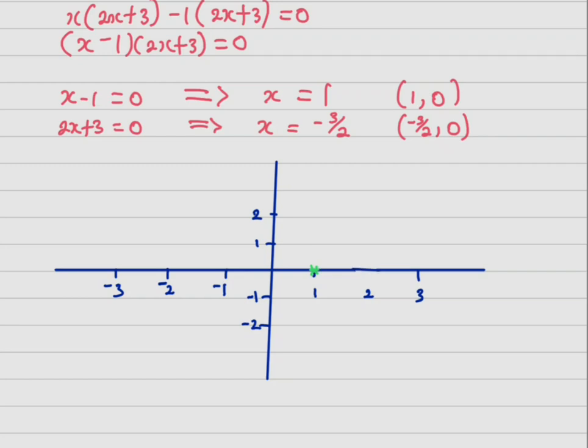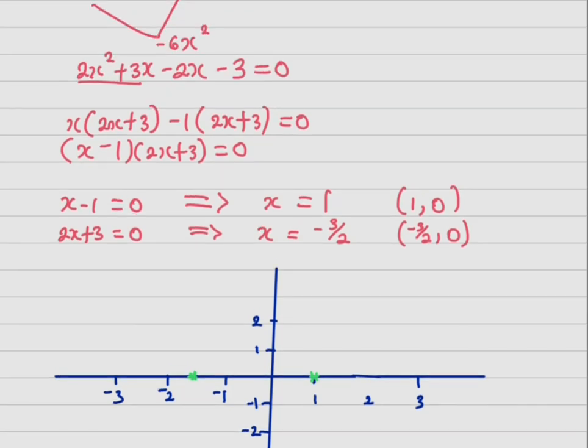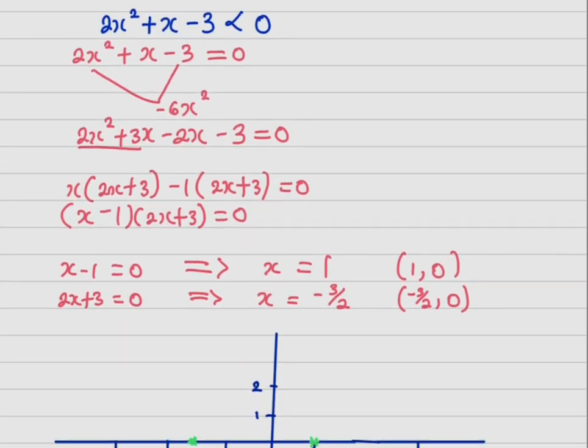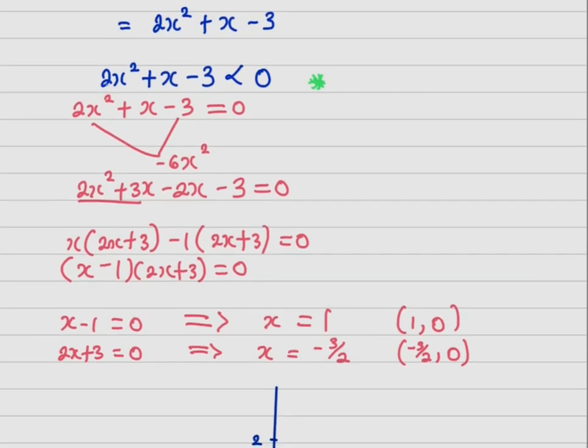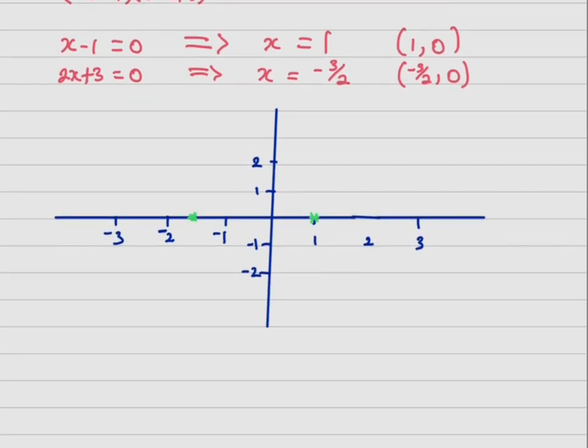The next is minus 1.5, that is minus 3 over 2, minus 1.5, which is at this juncture. So we have the two places. Now, don't forget, this is the inequality. If you check, the coefficient of x squared is positive, which is 2. So the curve is like this, since it is positive. This is going to be our curve.